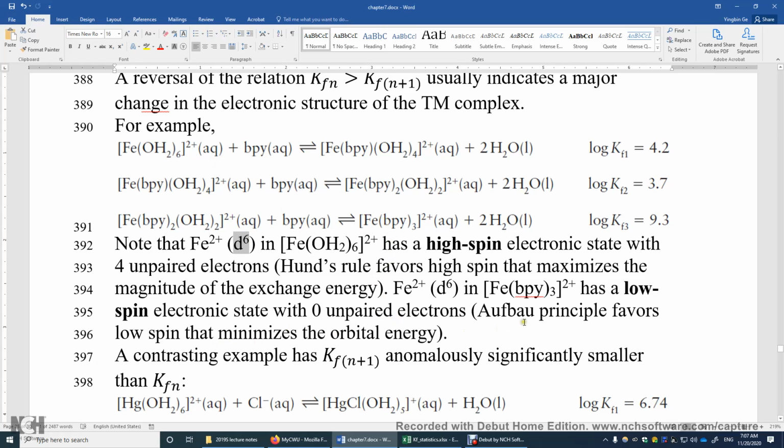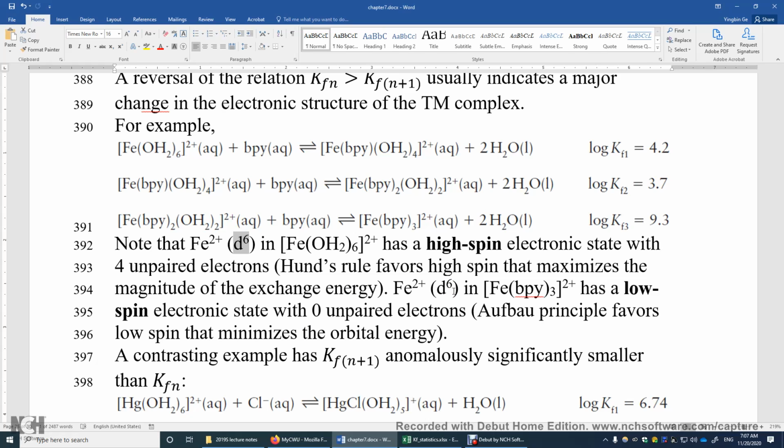We'll talk about the reason. The 5 d orbitals actually split with 2 orbitals lying above the 3 others. And then the Aufbau principle tells us we need to occupy the lower energy orbitals first. So this time we're going to put all 6 electrons into the 3 lower energy d orbitals. So all 6 electrons are paired.